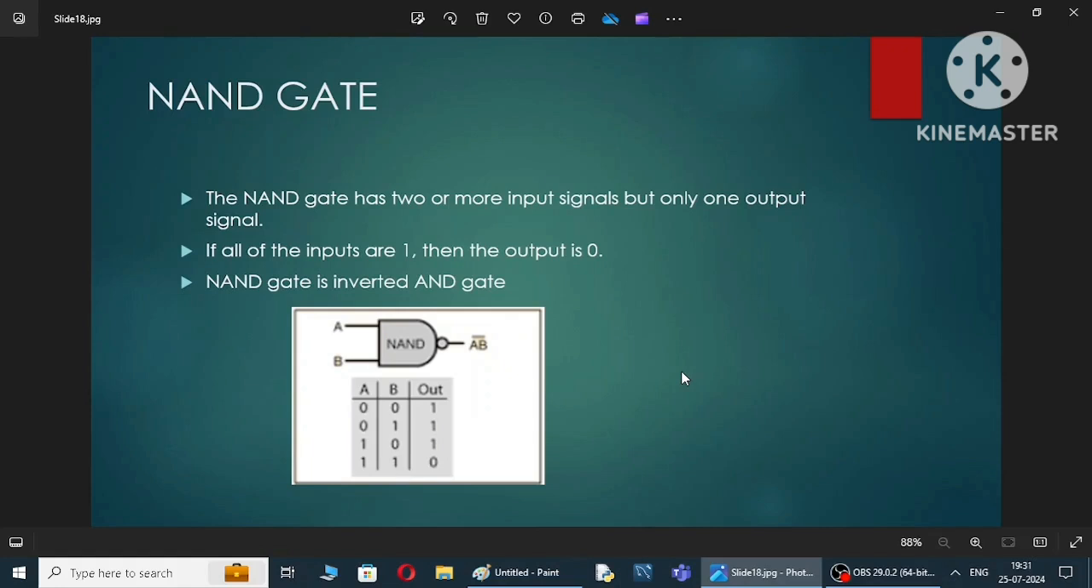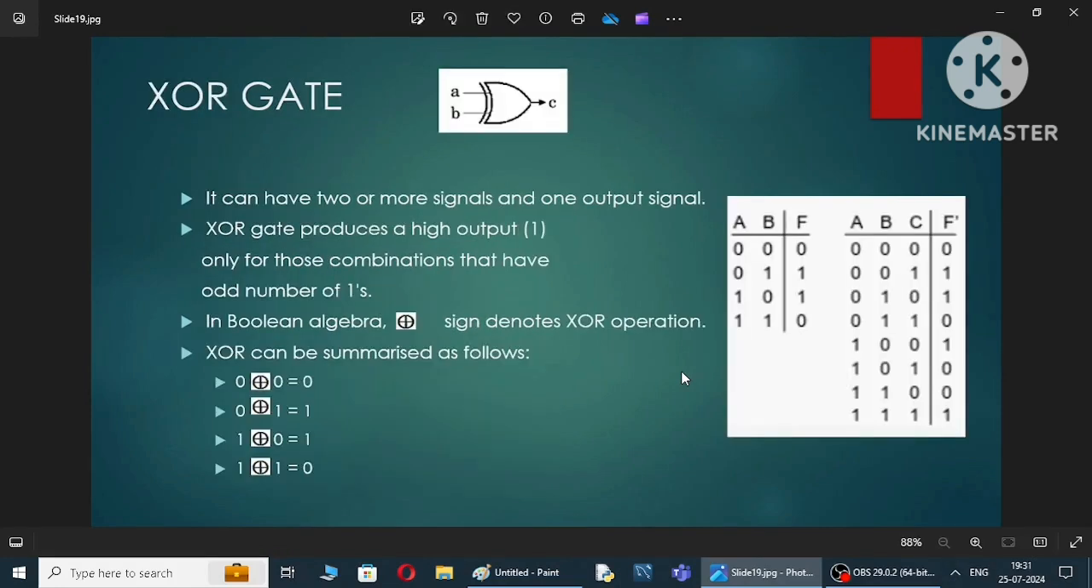It is also called an inverted AND gate. In the XOR gate, instead of simply putting a plus, you give a circle like this, which shows the symbol of XOR. The XOR gate produces a 1 wherever there is an odd number of ones in the input. Here there is only one high input, one high input. So wherever there is an odd number of ones, you will get a 1.